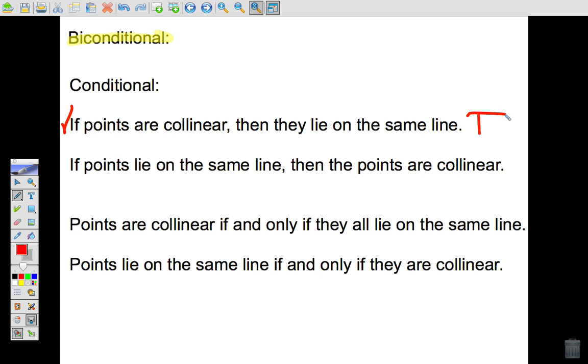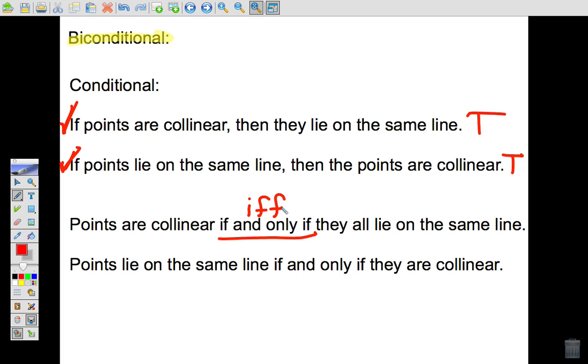That's true. Now, I've got another conditional here. If points lie on the same line, then the points are collinear. Is that a true or false conditional? That is true. Now, what happens is if you have 2 conditionals that are true, we can rewrite it using the words if and only if. And sometimes to abbreviate this, we'll write it like this: IFF, instead of writing if and only if out. IFF means if and only if.